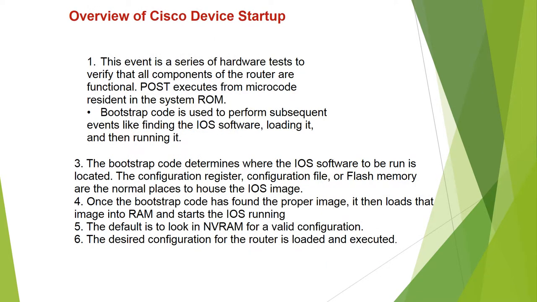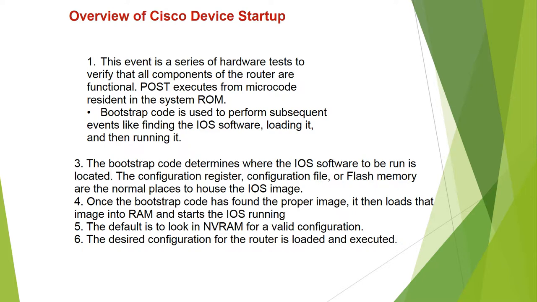Cisco device startup. The event is a series of hardware tests to verify that all the components of the router are functional. These force execution from microcode resident in the system ROM. Boot strap code is used to perform subsequent events like finding the IOS software, loading it, and then running it. The boot strap code determines where the IOS software to be run is located.